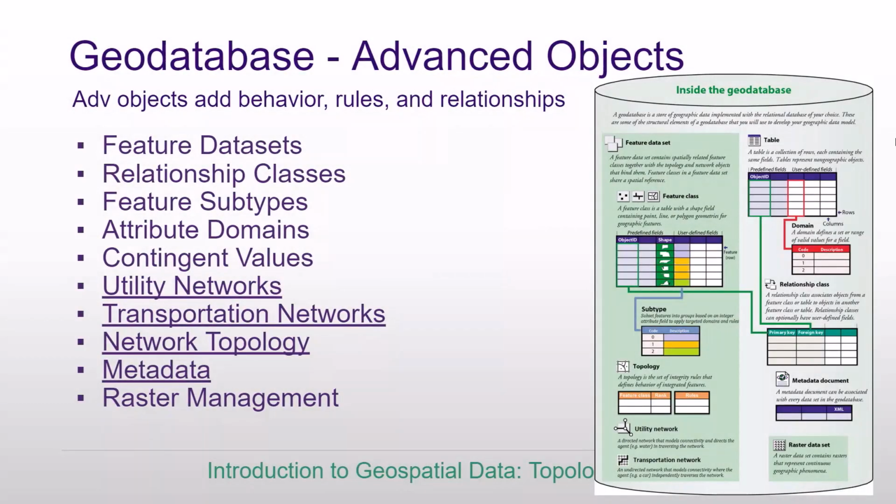Previously, we've discussed advanced geodatabase objects including feature datasets, relationship classes, feature subtypes, attribute domains, and contingent values. Today, we'll talk about utility networks, transportation networks, network topology, and metadata, all advanced objects that can be stored in a geodatabase.